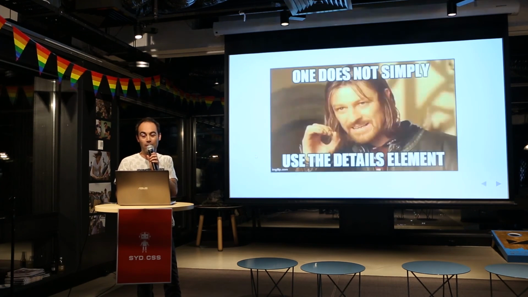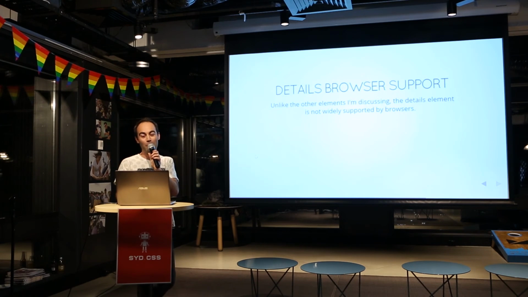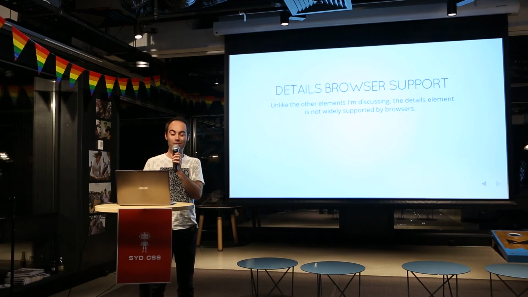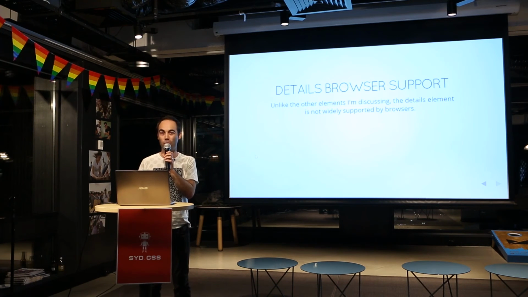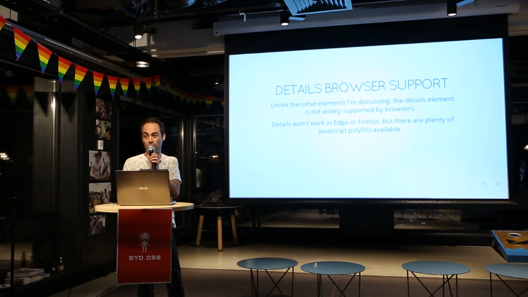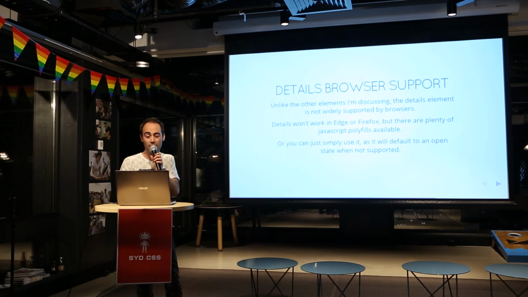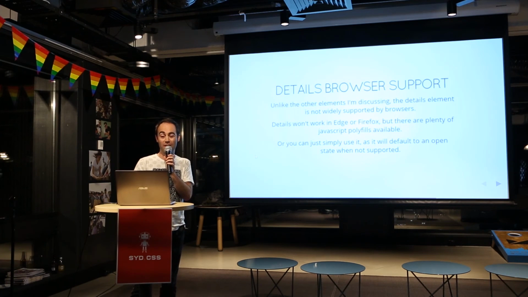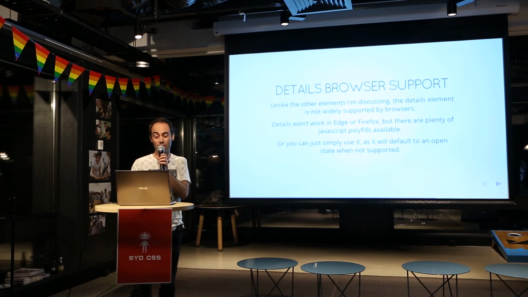Now, of course, one does not simply use the details element. Unlike the other elements, most of the ones I'm discussing, they're reasonably well supported across most of the major browsers. Details are not so much at this stage. It won't work in Edge, won't work in Firefox, but there's JavaScript polyfills if you want to. Or, you know what, you could ignore Boromir and just simply use it, because it'll default to an open state when not supported, so everything will be readable anyway.